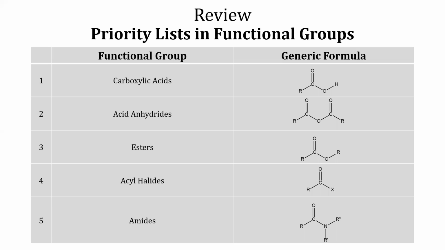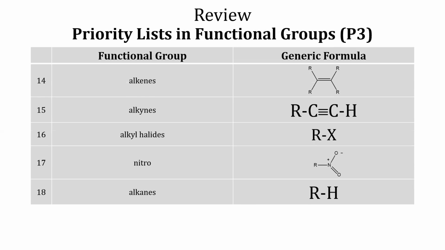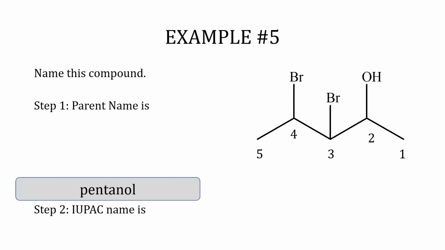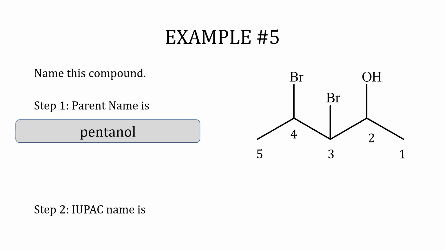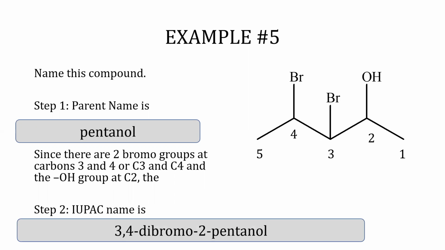Here before you is the priority list for naming parent chains, with carboxylic acids with top priority and alkanes with the least priority. In example 5, the parent name of this structure is pentanol. There are 2 bromo groups at carbons 3 and 4, or C3 and C4, and the OH group at C2. The IUPAC name is 3,4-dibromo-2-pentanol.